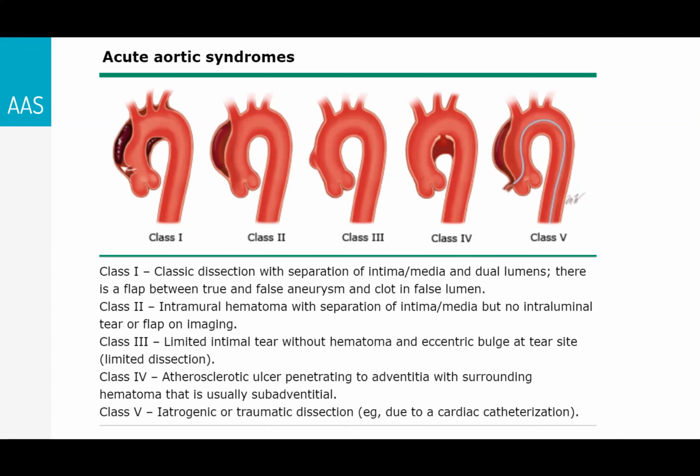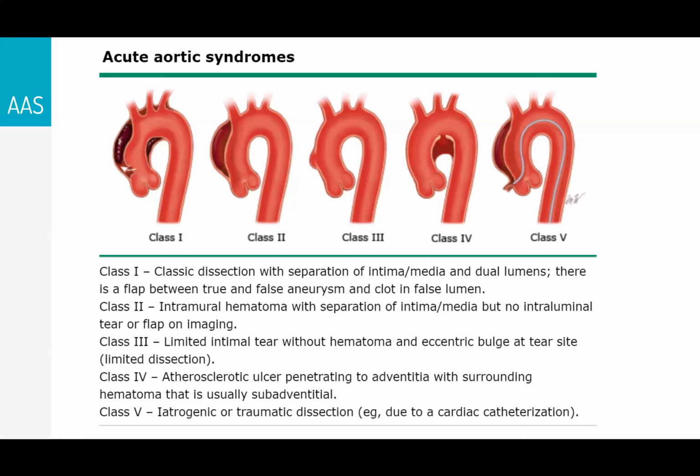And the third thing, which is penetrating aortic ulcer, there is a small tear which usually happens in atherosclerotic plaques, and it penetrates into the layers below the intima, but it does not cause a flap on the false lumen. And we have periaortic hematoma, and the last one is the iatrogenic dissection. Sorry, I meant for class 4, it looks similar. Class 4 should represent the atherosclerotic ulcer.